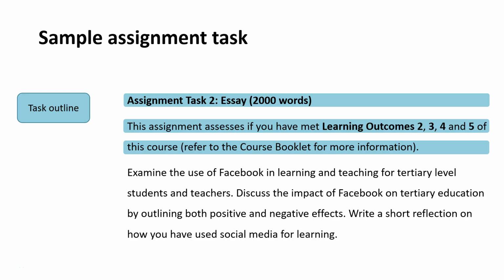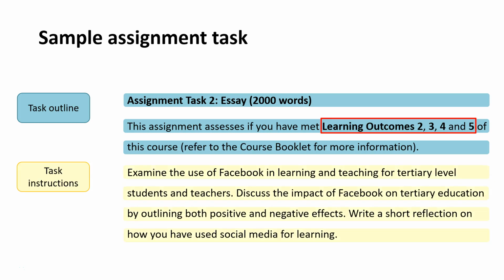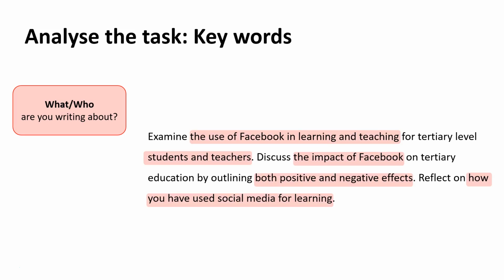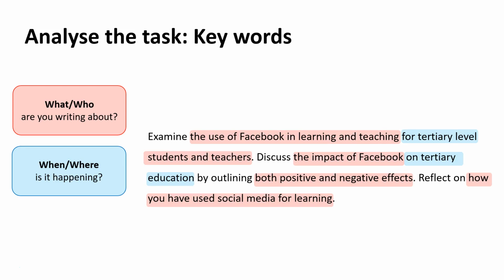Here's a sample assignment task. You can see which learning outcomes will be assessed and the task instructions. The first thing you do is analyse the task, looking for key words. What and who are you writing about? When and where is it happening? And how should you write about it?